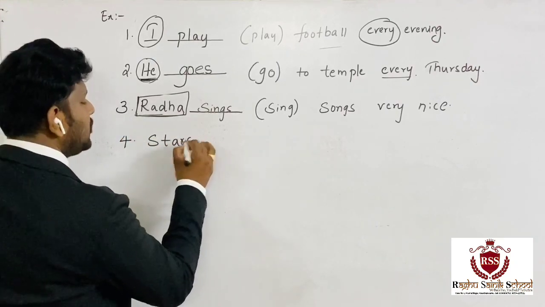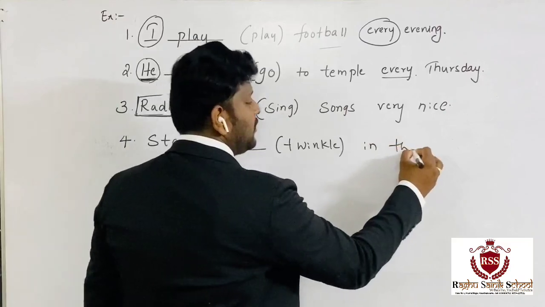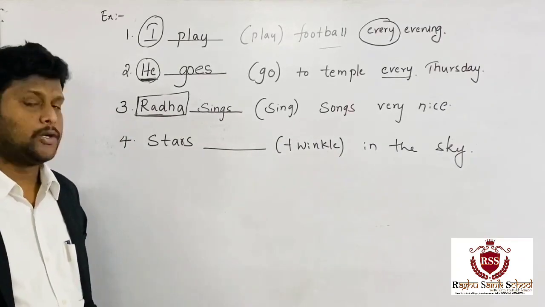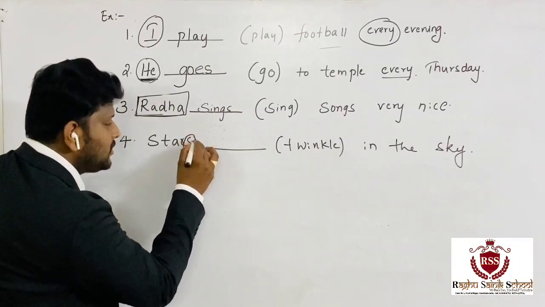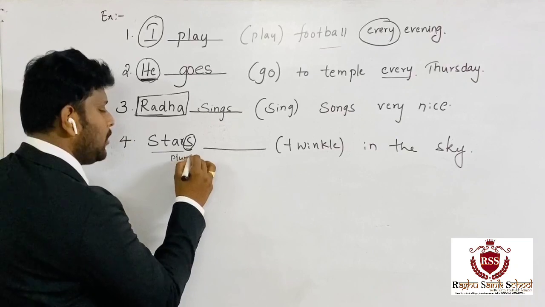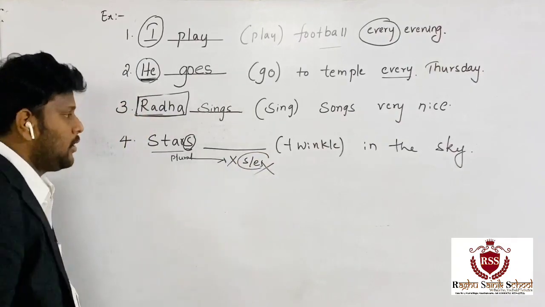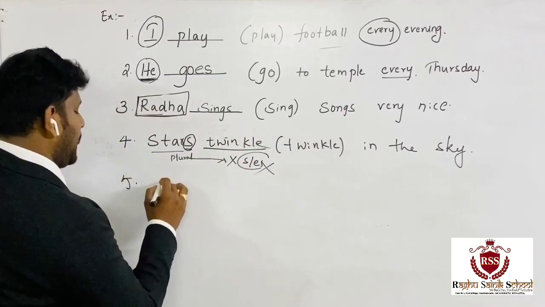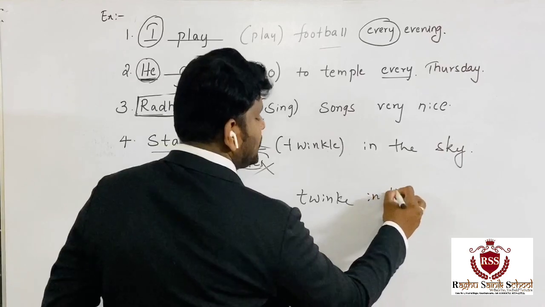Stars twinkle in the sky. This is a universal truth. When the subject is plural, we don't need to add s or es. So we have stars twinkle in the night.